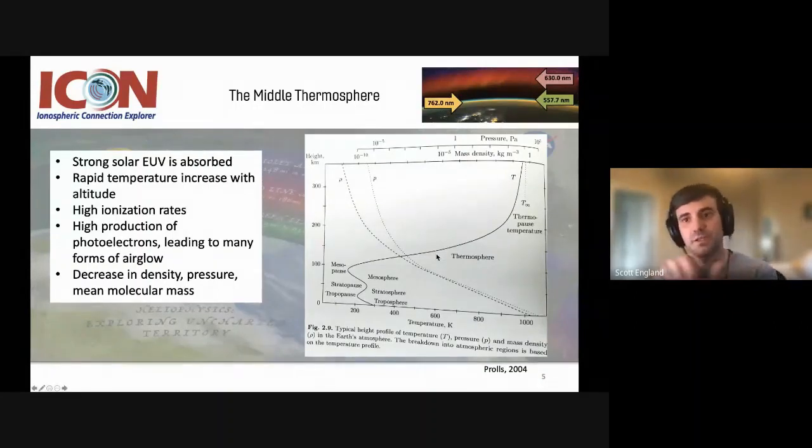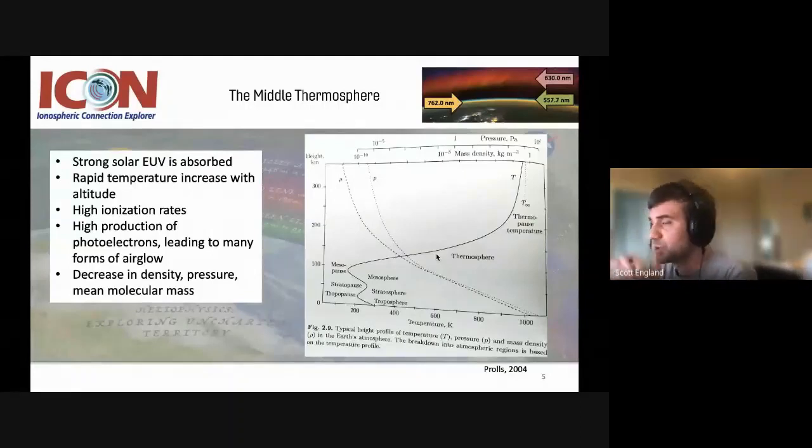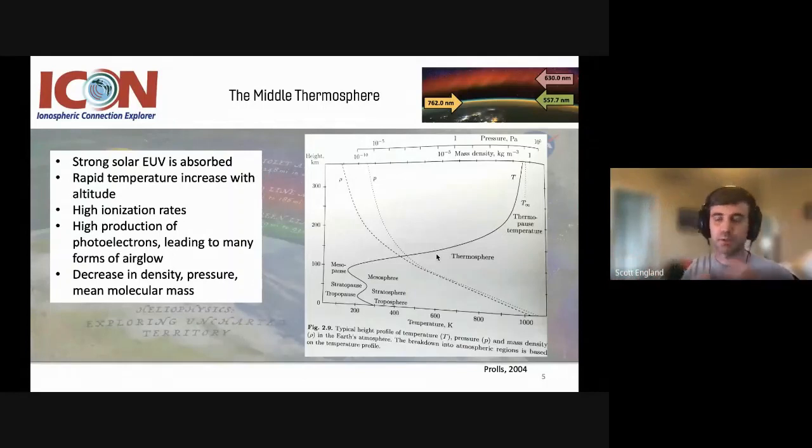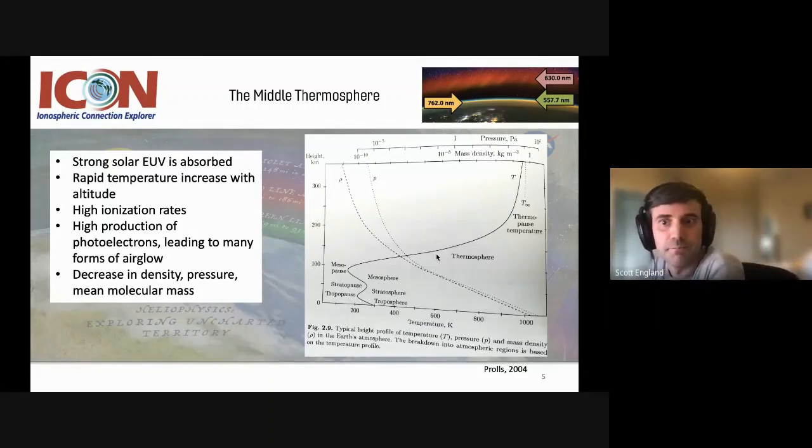I said, because of the short wavelengths involved in what's being absorbed in this region, we get a lot of ionization produced here. So very high ionization rate. And a byproduct of that isn't just that we're producing ions and electrons that sit there, but some of these electrons produced in this way can have a bit of extra energy, and this leads to one of the forms of airglow, and we'll introduce what that is in just a little bit.